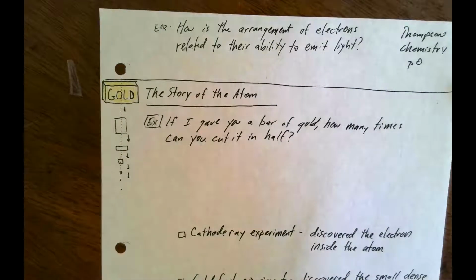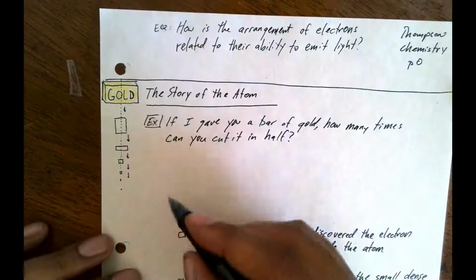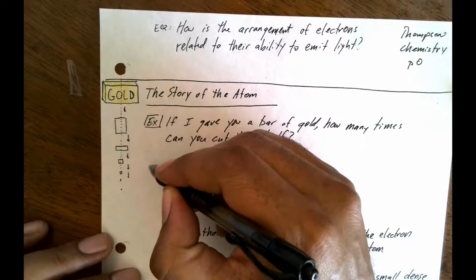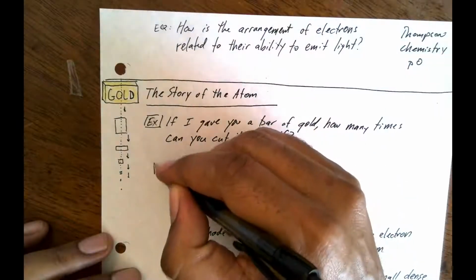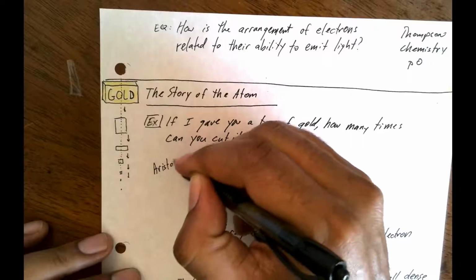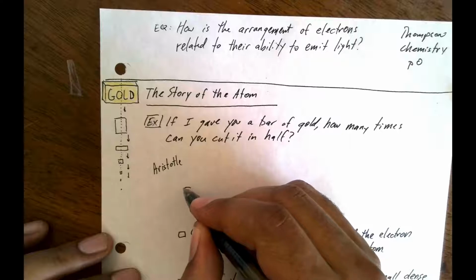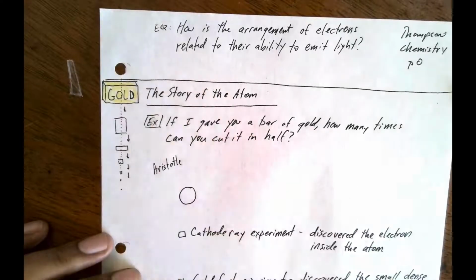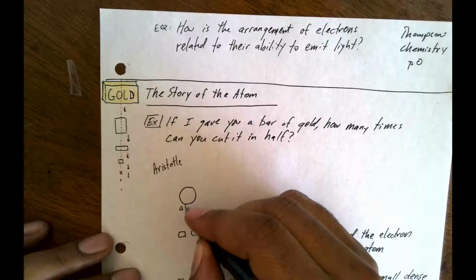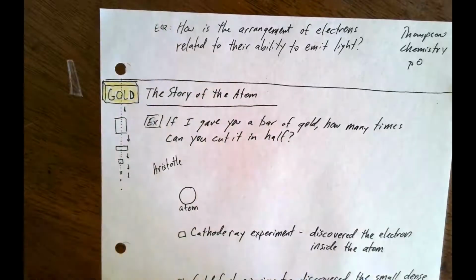The philosophers at that time, so we can actually make Aristotle, I'll make him the first white man in our story here. Aristotle. And he came up with the basic sphere, which we now call the atom. Okay.